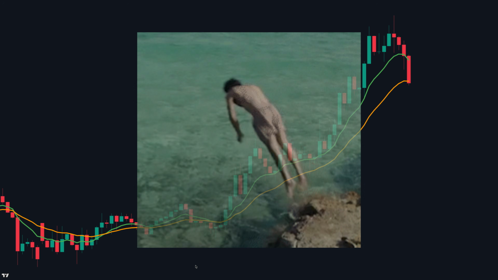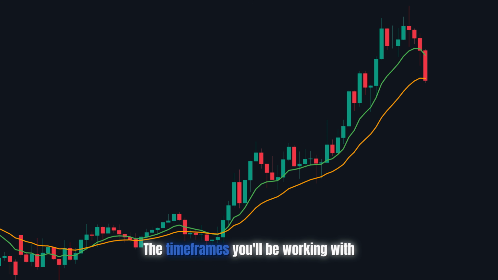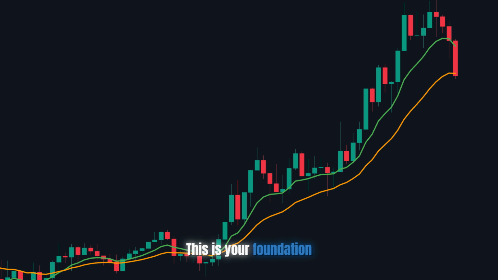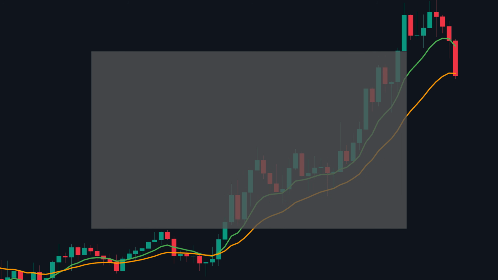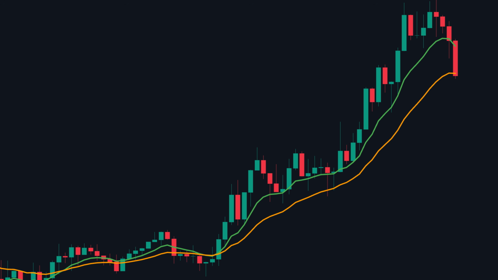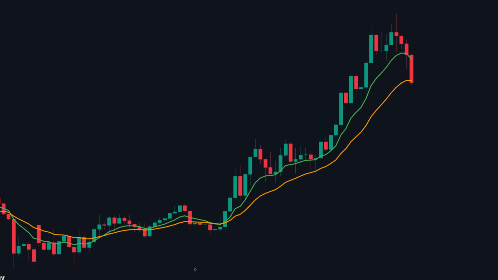Now, before we dive into the actual strategies, we need to establish something critical, the timeframes you'll be working with. This isn't something you figure out at the end. This is your foundation. Trade only 3 timeframes with this strategy: 15-minute chart, 1-hour chart, 4-hour chart. These are your sweet spots. They're liquid enough for clean price action, but not so fast that you're getting whipsawed every few minutes.